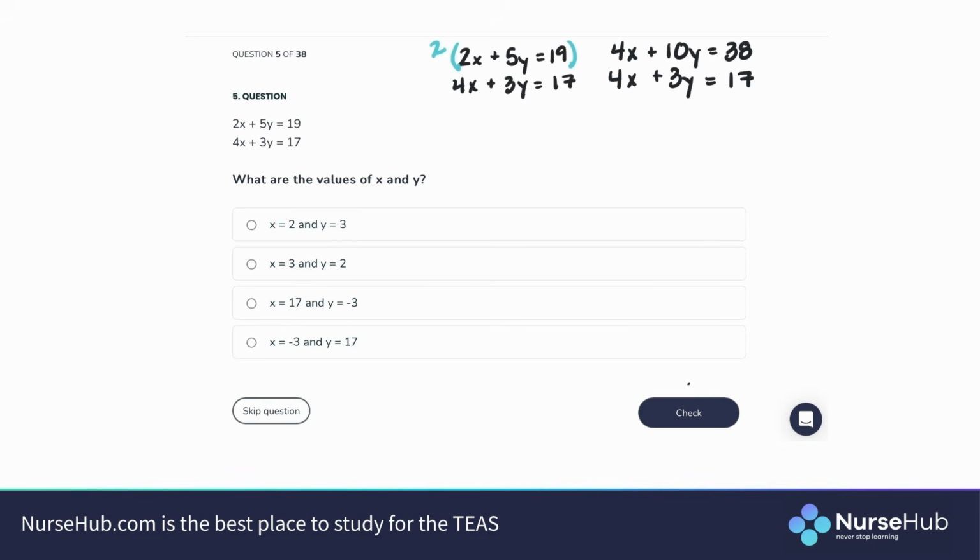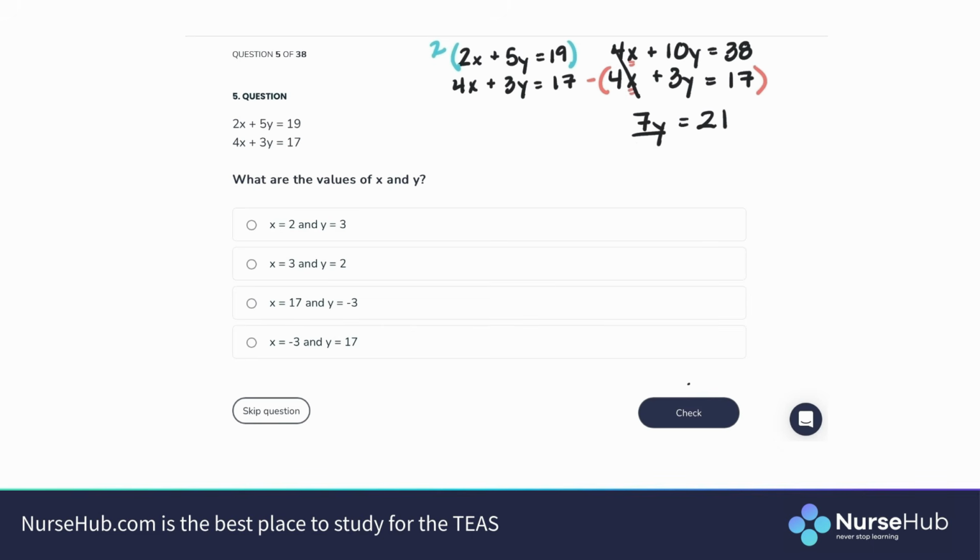Now I think I have two positive 4x's. I want these x values to cancel out. Would 4x plus 4x give me, would that cancel out, or subtraction? In this case, we are going to subtract everything inside, and that's the most important part to remember. So 4x minus 4x, those cancel. 10y minus 3y is going to give me 7y, and I have 38 minus 17 is going to give me 21. Now I have 7y equals 21.